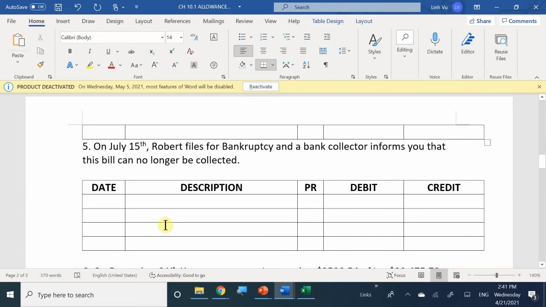So then, finally, on July 15, Robert files for bankruptcy and a bank collector informs you that he can no longer pay off his bill. So, how do we journalize this?